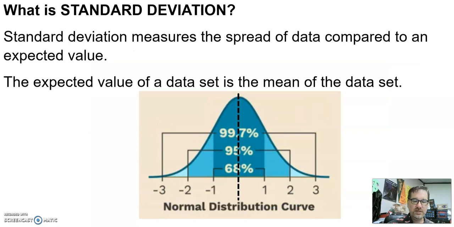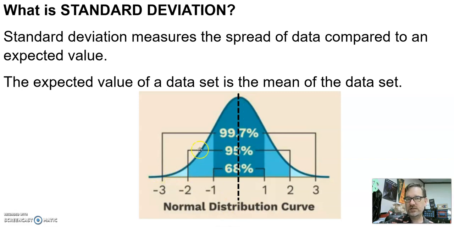Simply put, a standard deviation, oh, by the way, you should have this out and be taking your notes right here when you understand what you want to put down. Write it here, and this is kind of a picture that I'm going to show you. So what is a standard deviation? It tells us how far our data is from an expected value. And that expected value is going to be the mean of my data set.